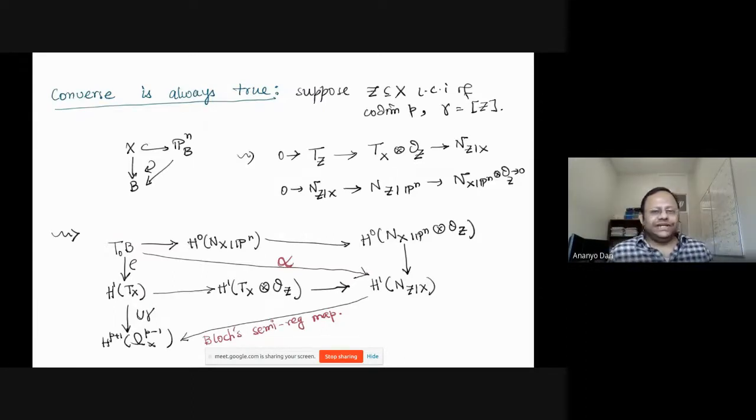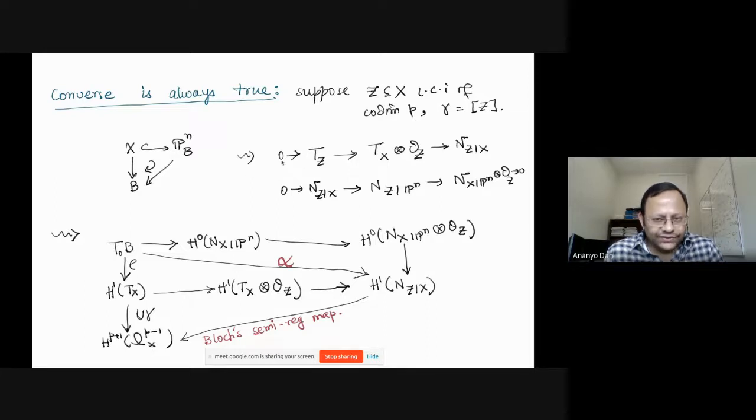So what I was saying is that the one direction why I wrote this question in that way is that this is a very useful diagram which contains a lot of information. So you start with, say, a local complete intersection subvariety Z in X. Then you look at the cohomology class of Z. Okay.